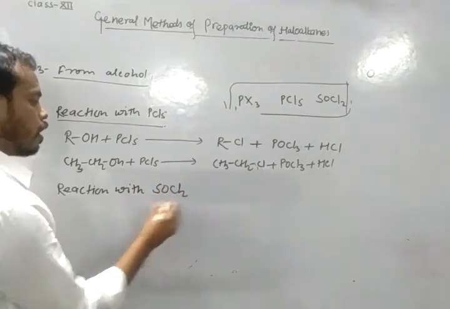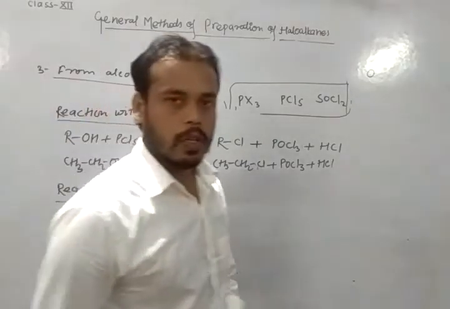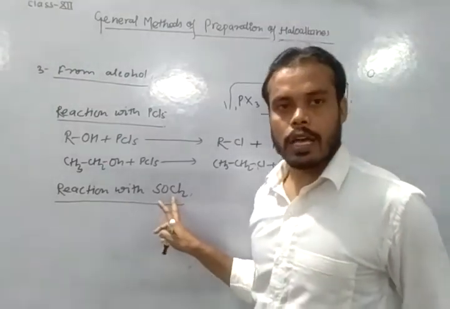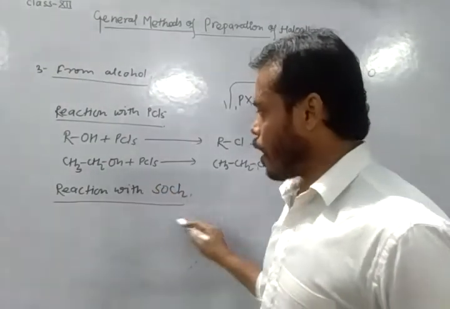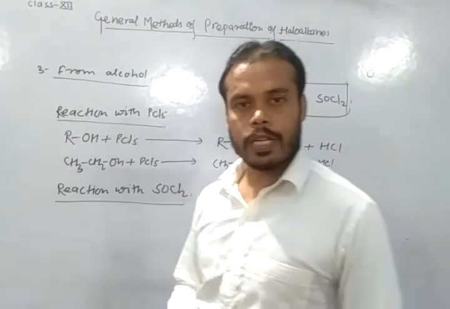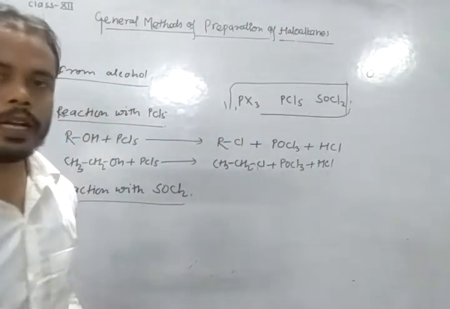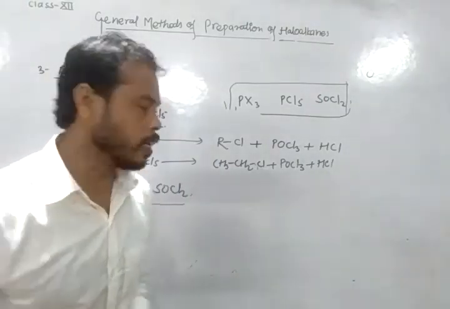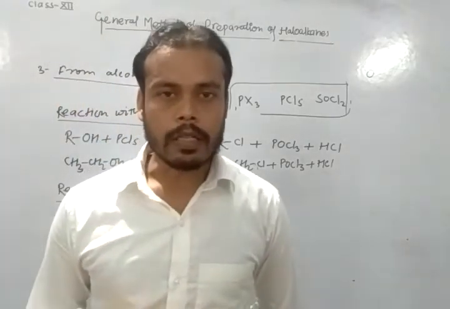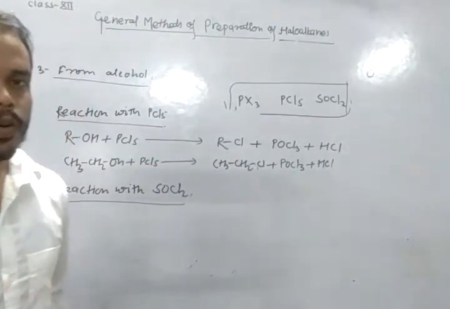And the third one is the reaction with thionyl chloride, SOCl2. In this case, only chloroalkane is formed. Why? Because it has chlorine as the halogen atom, and when this thionyl chloride reacts with alcohol, it gives a substitution reaction and forms chloroalkanes. But this reaction is carried out in the presence of pyridine. That means when alcohol is treated with thionyl chloride in the presence of pyridine, it forms chloroalkanes.